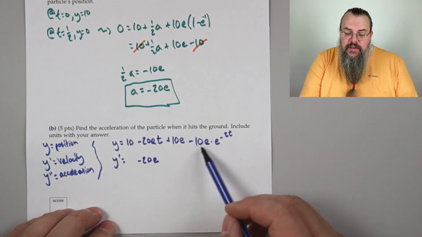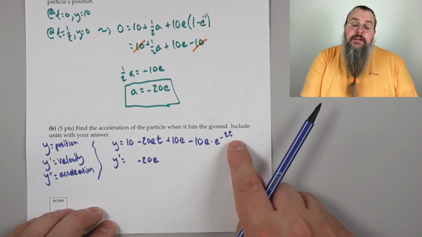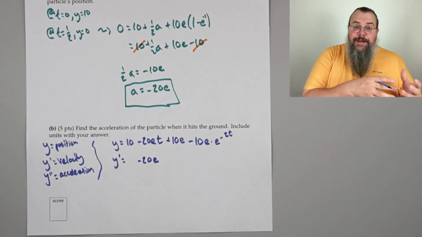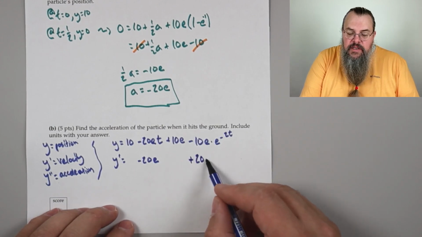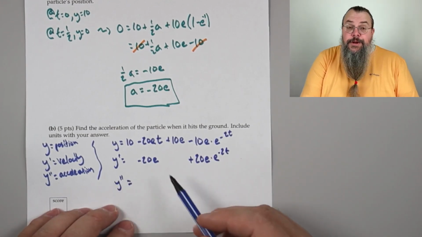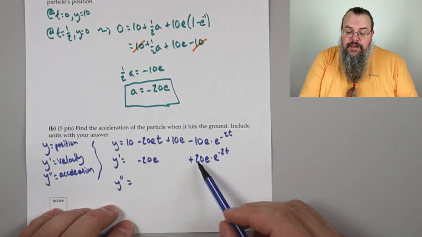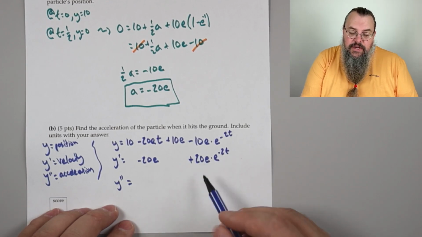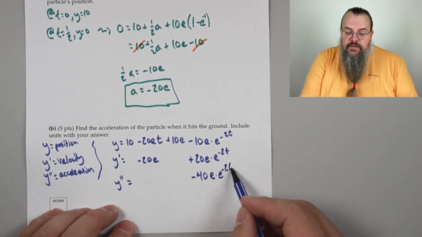10e is a constant. There's no t anywhere in here. Here, there's a minus 10e, that's a constant. And we have an e to the minus 2t. So take the derivative of e to the minus 2t. The nice thing is exponential functions have nice derivatives. The minus 2 comes down, and we're left with minus 2 times minus 10 makes a plus 20e e to the minus 2t. Second derivative: the minus 20e is a constant, goes away. And again, 20e is a constant, derivative of e to the minus 2t. The minus 2 comes down, that makes a minus 40e e to the minus 2t.